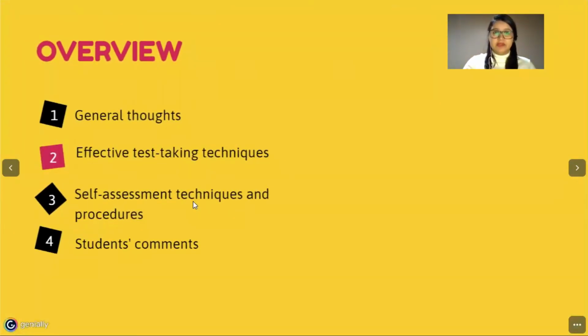This is the overview that I'm going to follow for this presentation. First, I'm going to talk about general thoughts, then effective test taking techniques, after that, self-assessment techniques and procedures, and lastly, students' comments.